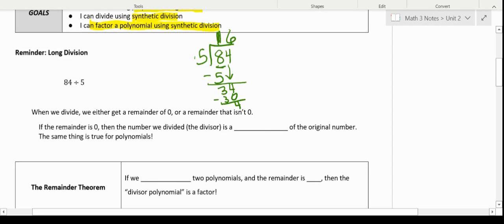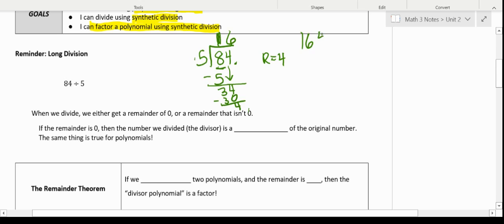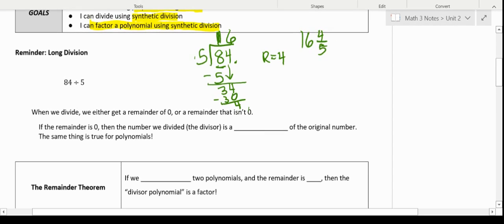And what would happen is we would have a remainder of 4, right? So you would either write your answer, you'd make a decimal, maybe you'd bring down a decimal point and go from there. Maybe you would write your answer as 16 and 4/5 as a mixed number. But basically, we would say that 84 is not divisible by 5. That if it was, we would have gotten a remainder of 0.